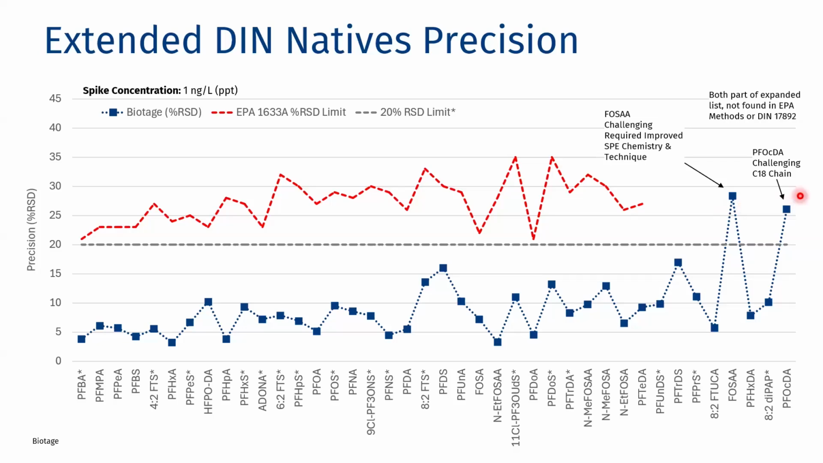And then the PFOcDA, or the octadecanoic acid, this also fell. Although it met the recovery requirements, the precision wasn't as good as the other compounds in the method. And this is another challenging compound. This is a C18 carbon chain, so it's very hydrophobic. So it could be a product of needing more solvent for an effective elution and making it more consistent. Both of these are not part of the DIN method. They're part of our expanded DIN method. So just keep that in mind.